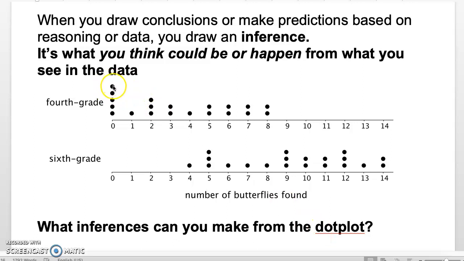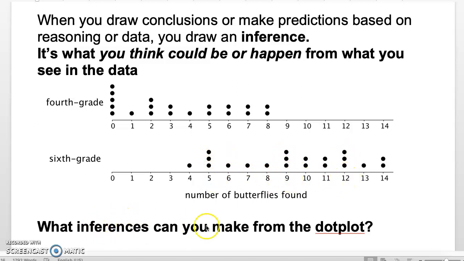So let's take a look at how it's shaped. Notice there's more dots over the value of 0 than anywhere else on this number line. Then we know the highest value with any dots on it is 8, as opposed to the 6th grade, where the dots don't even start until you get to the number 4, and they go all the way up to 14. And where do we see the most dots? Well, we see 3 over 5, 3 over 9, and 3 over 12.